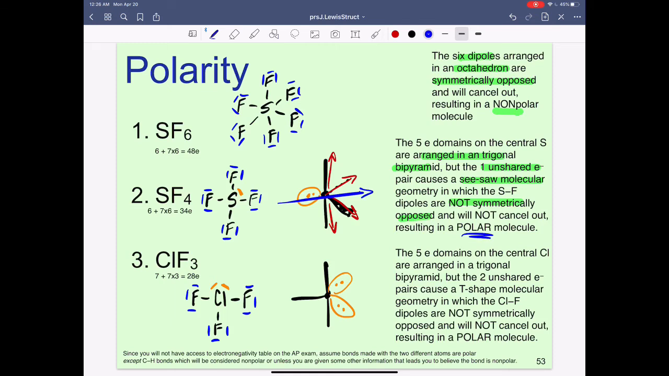Again, with 5 domains in which 2 unshared pairs occur, the molecule will end up T-shaped. The Cl-F bonds, which will be polar, of course, are not symmetrically opposed, will not cancel out, resulting in a polar molecule.